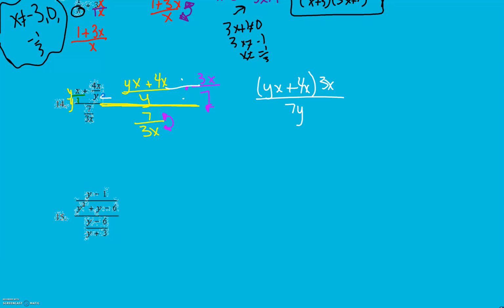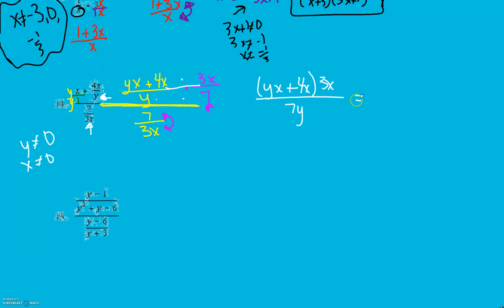Keep in mind here, y cannot equal 0, x cannot equal 0, and here I just have y again. So those are my only restrictions. You could have ended here.